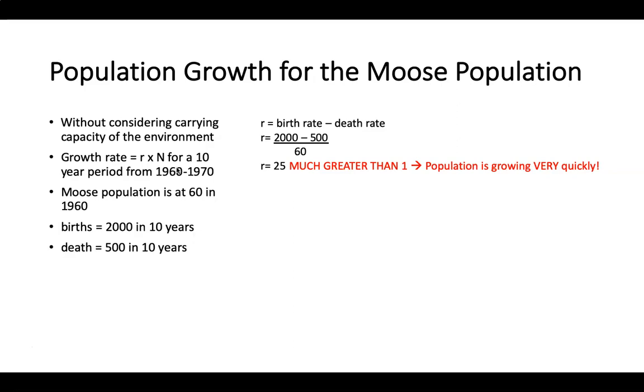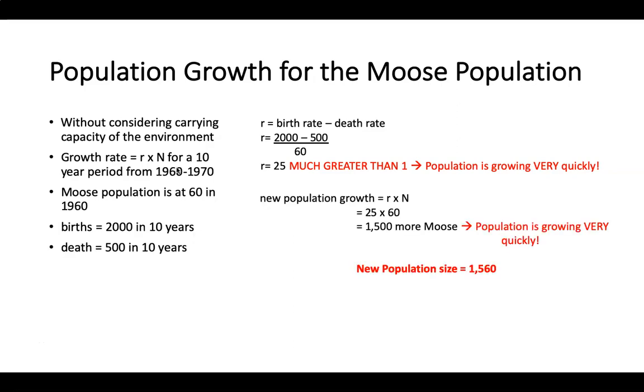To determine the overall growth rate, to actually calculate the number of individuals that the population has increased by, we're going to multiply that by the number of individuals in our population. So new population growth, the number of individuals that have been added to the population, is going to be 25 times 60, or 1,500 more moose in 10 years. So our new population size, taking into account births and deaths over 10 years, is going to be 1,560.